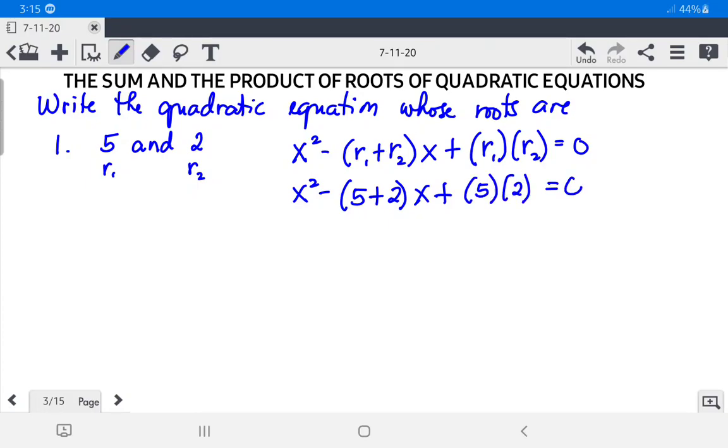So, we have x squared minus 5 plus 2, we have 7x. Then, 5 times 2, we have 10. So, this is now the equation: x squared minus 7x plus 10 equals 0.